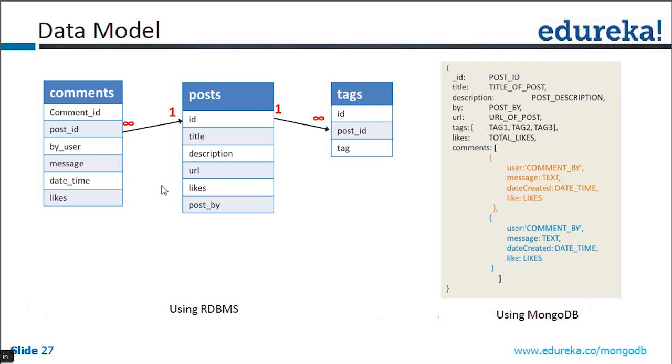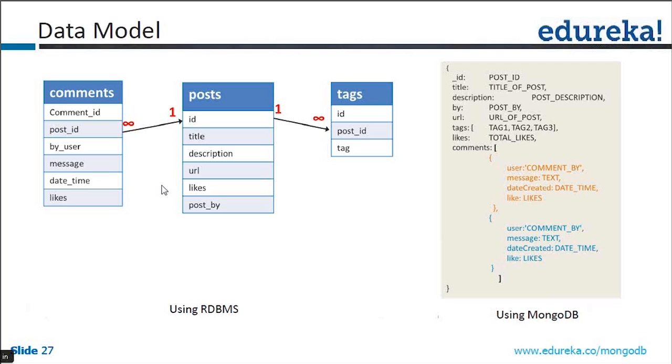On the right side, what I have given is nothing but the JSON formatted document of a post. You have the basic information like post ID, title, description, who has created this, that means the post by. Now with this information, instead of creating a separate collection or separate document for comments, I'm creating an array of comment objects.